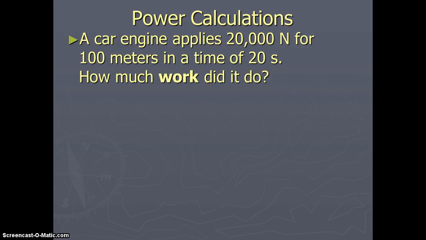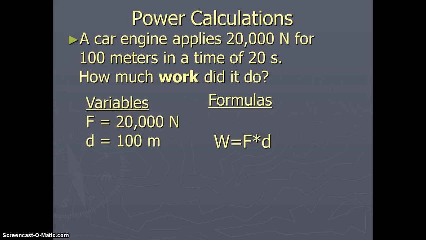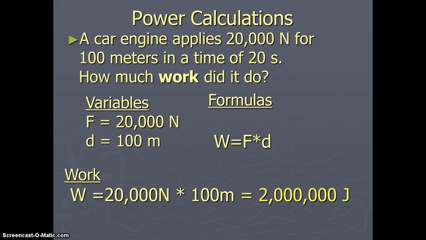Let's do a quick calculation. A car engine applies 20,000 newtons for 100 meters in a time of 20 seconds. How much work did it do? So I list out my variables. My formula for work is F times D, so I have 2 million joules.